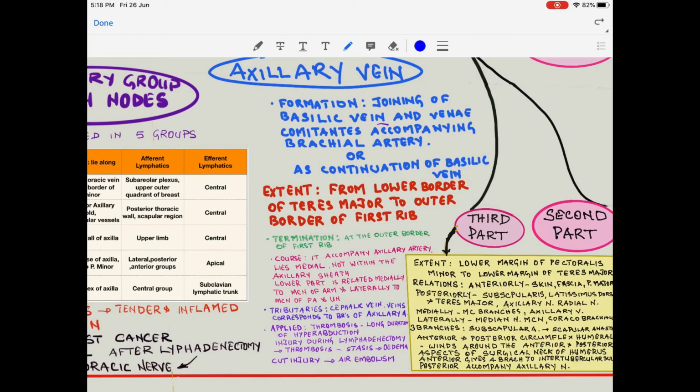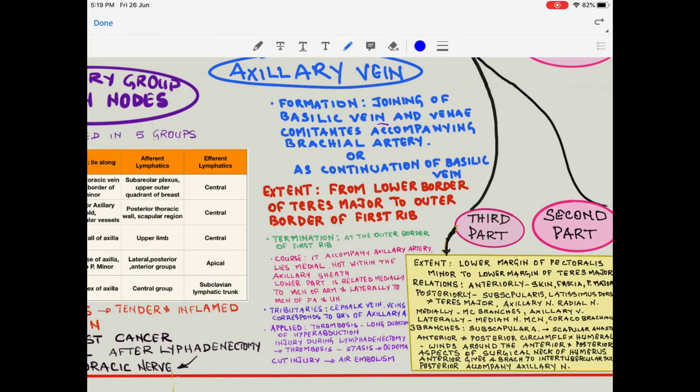So the extent is from the lower border of teres major to the outer border of the first rib. Now the termination: it terminates at the outer border of the first rib as the subclavian vein. Course: it accompanies the axillary artery on its medial side, but not within the axillary sheath, in order to allow the expansion of the vein.